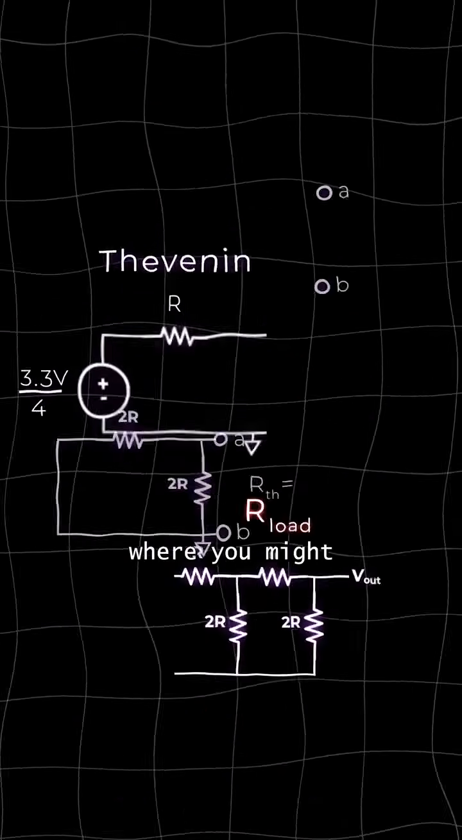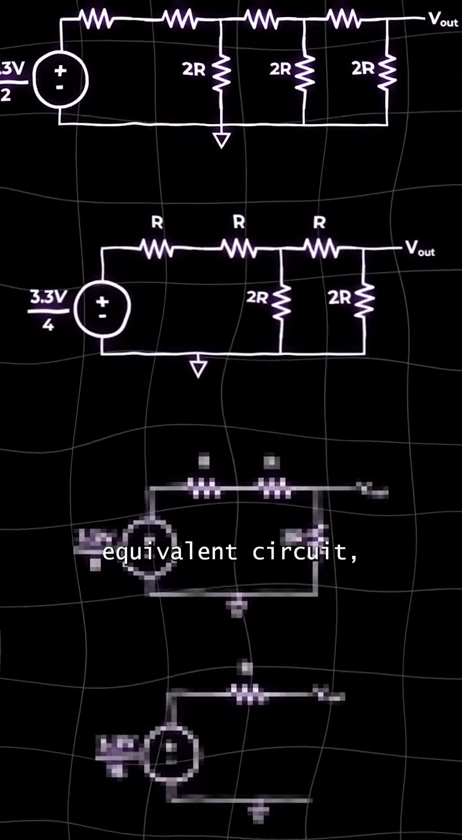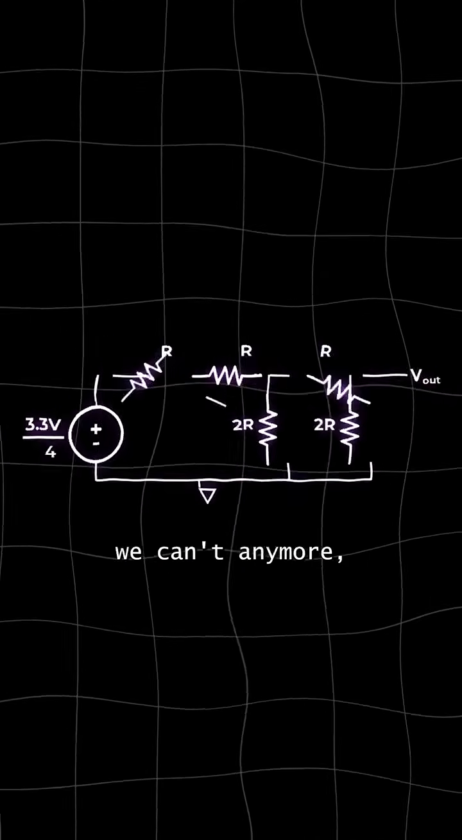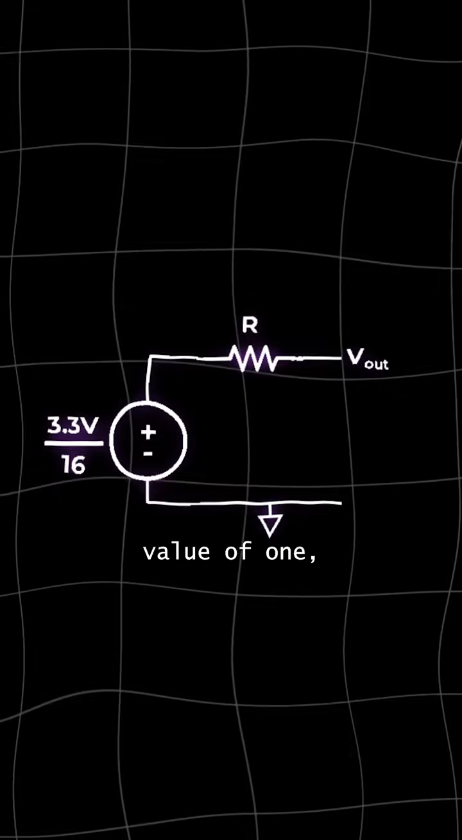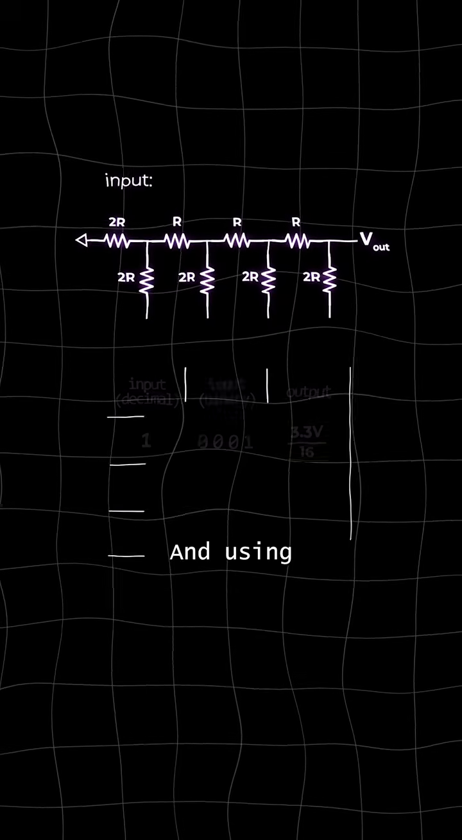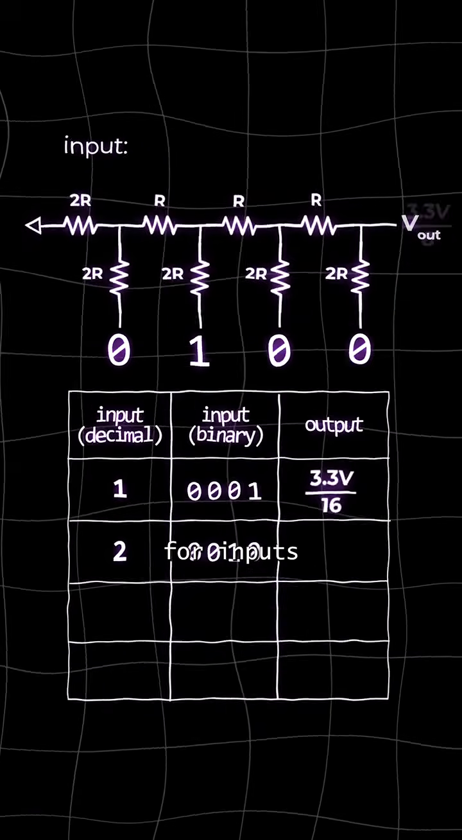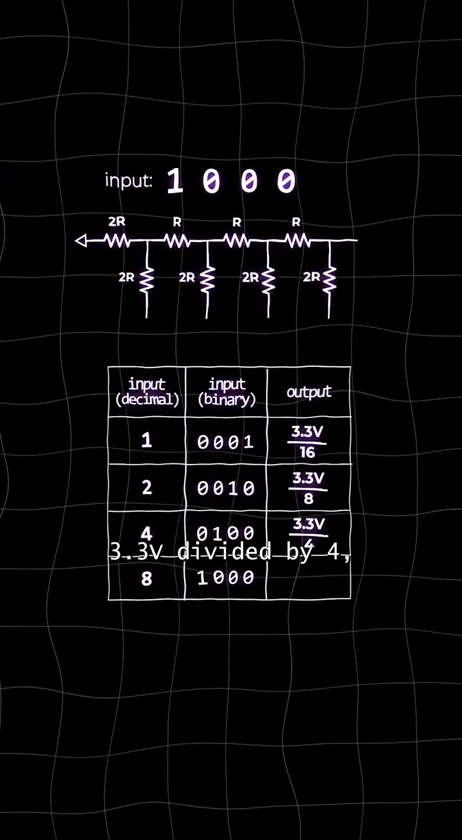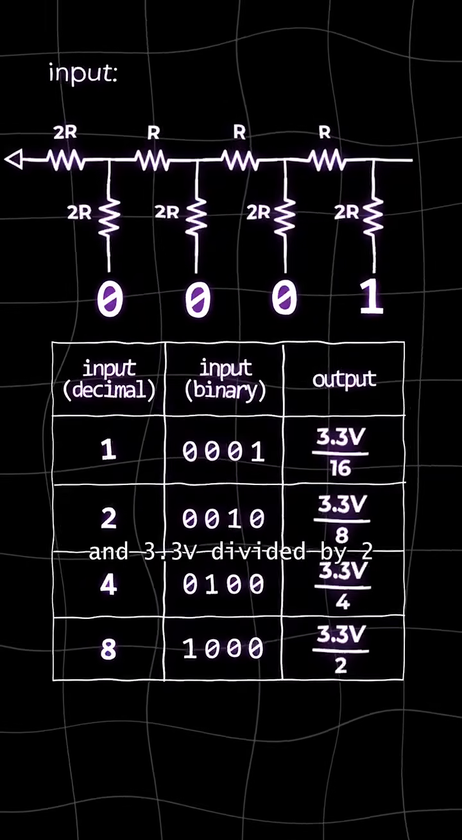And it's here where you might find a pattern. Every time you find the Thevenin equivalent circuit, the Thevenin voltage always halves. And if we keep simplifying the circuit until we can't anymore, then we can see that for an input value of 1, we'll get an output voltage of 3.3 volts divided by 16. And using Thevenin's theorem, we can see that for inputs 2, 4, and 8, we get outputs of 3.3 volts divided by 8, 3.3 volts divided by 4, and 3.3 volts divided by 2 respectively.